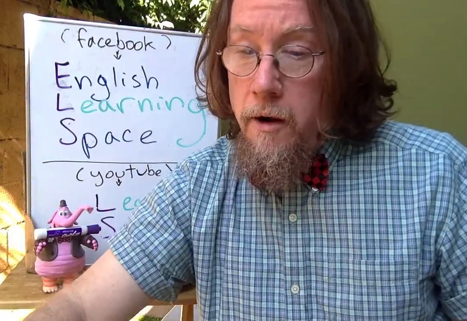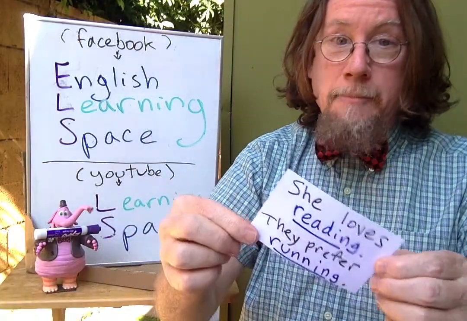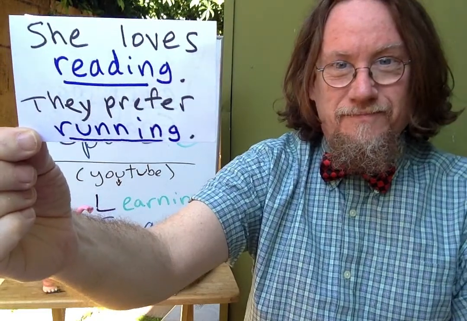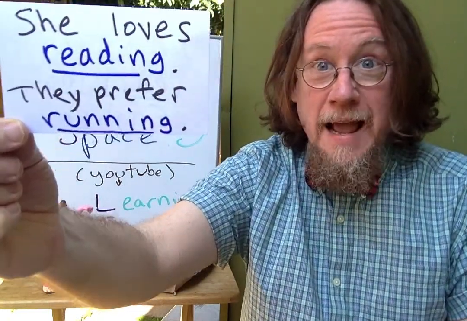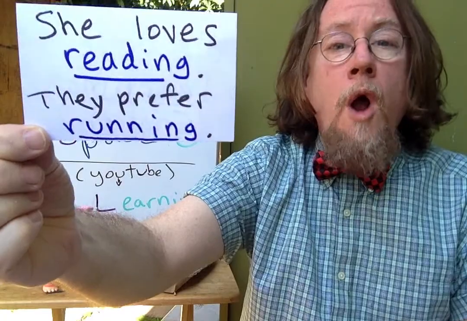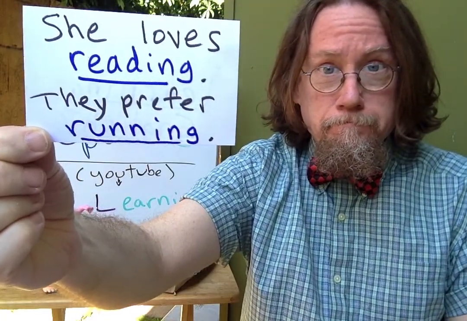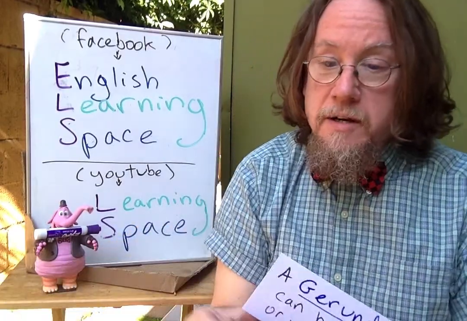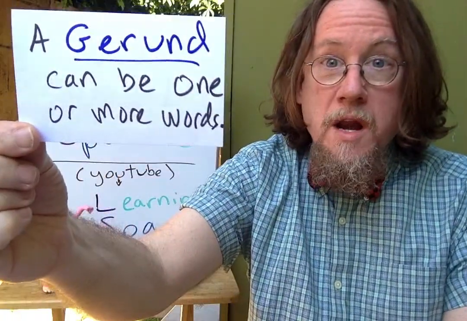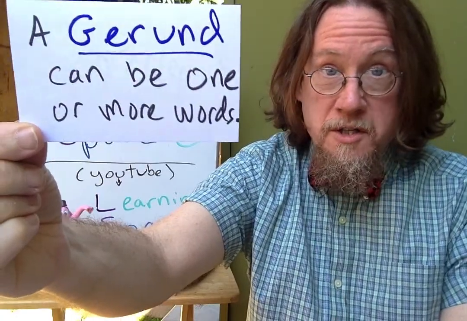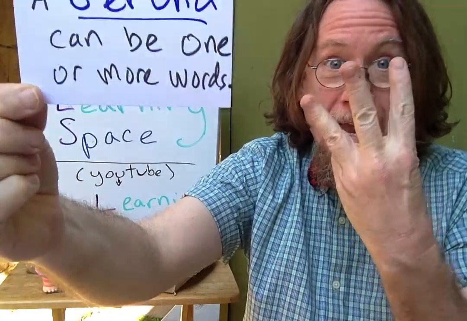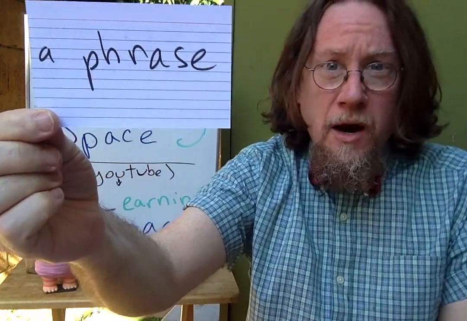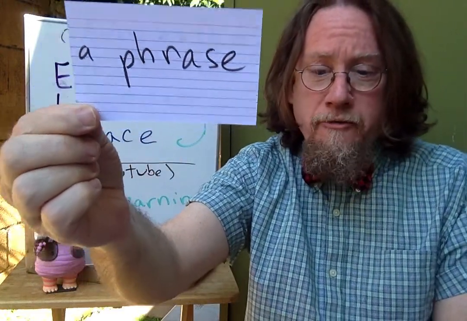Or the object. Gerund can be the object. For example, she loves reading. It's the object. This is a noun. They prefer running. Or the gerund can be one or more words. It can be one word, two or three. We call more than one word a phrase, a gerund phrase, or a noun phrase.